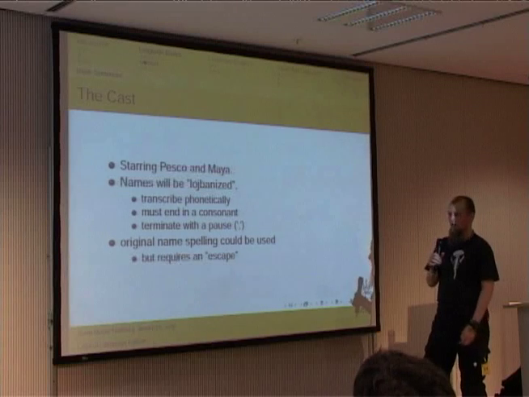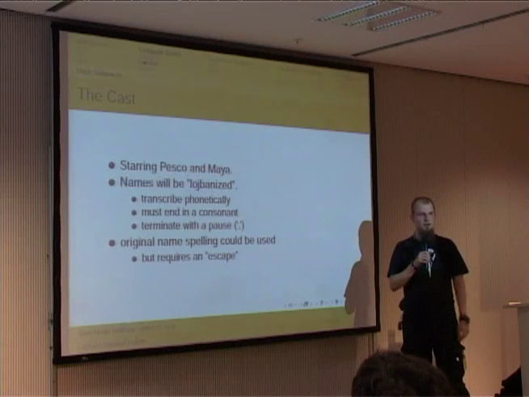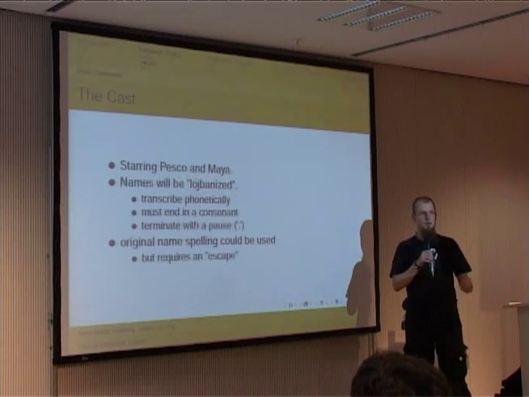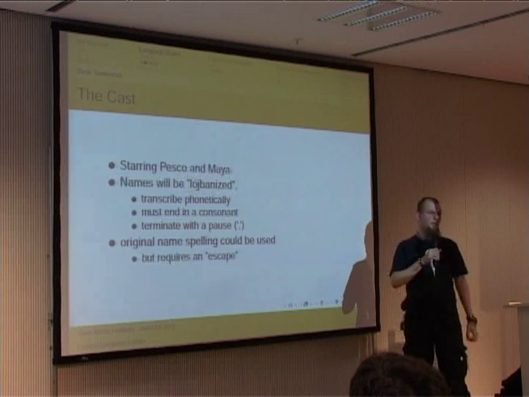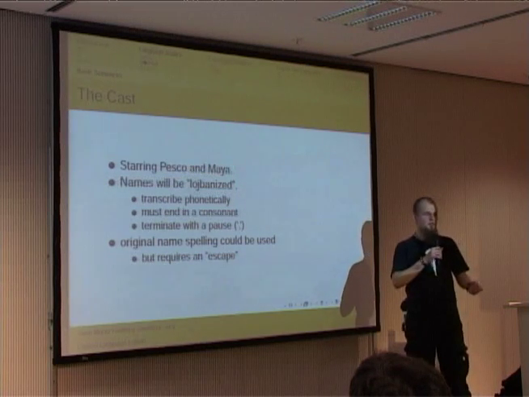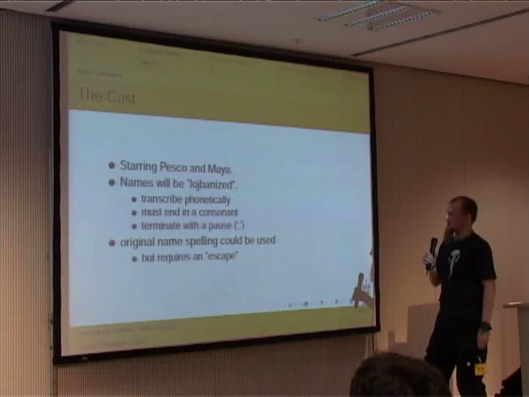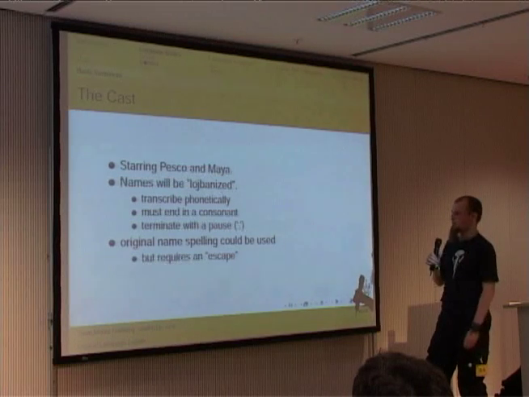We could also use the original spelling and pronunciation of the names, but this would require some kind of escaping construct, which is available. Like, say you want to write something in Lojban, you want to mention Goethe, and you want people to recognize the name by its spelling, then you can use this. But usually it's too cumbersome.